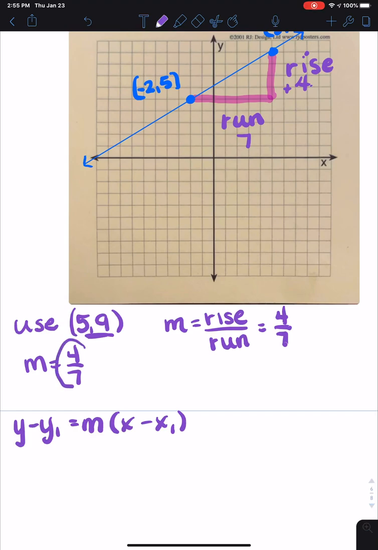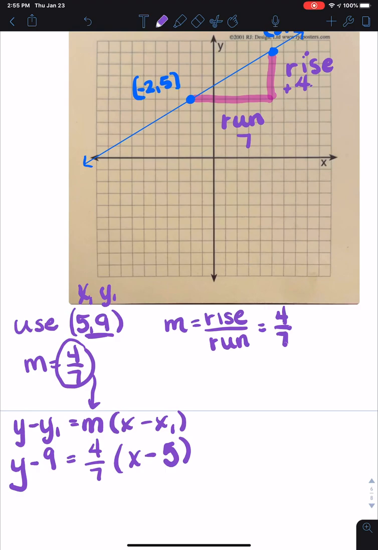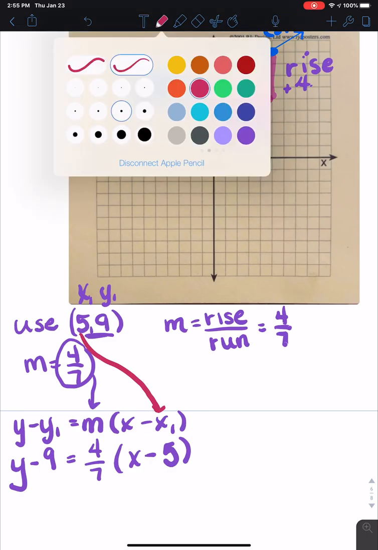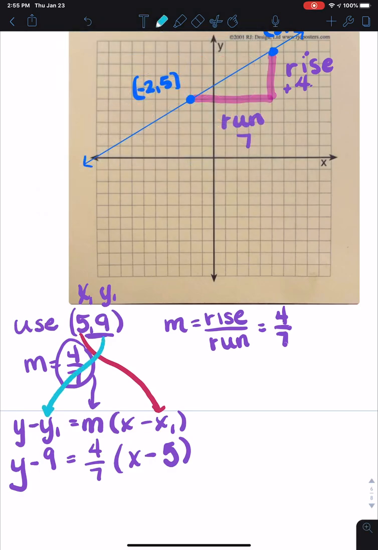Now I'm going through and plugging things in. So this is going to go in for my m. This 5 is our x sub 1, so that's going to go in there. And our y sub 1 is 9, and that's going to go in here. So let me just change colors here. So this is going to go in for that. And this is going to go in for that. Now, I don't have any two negatives that need to be positive. I don't have any zeros. So I'm done once I get here.